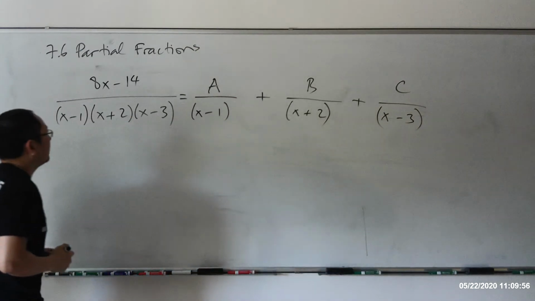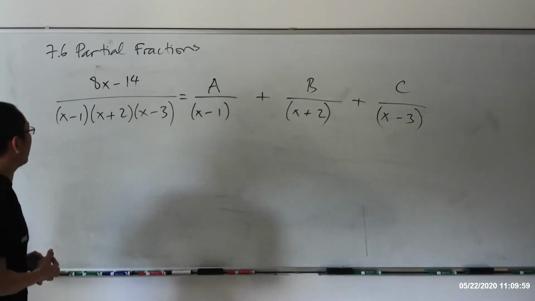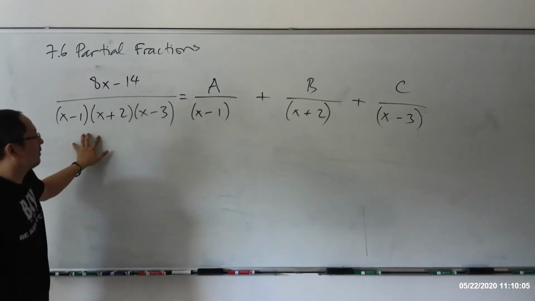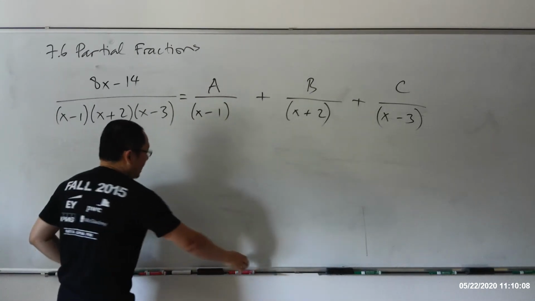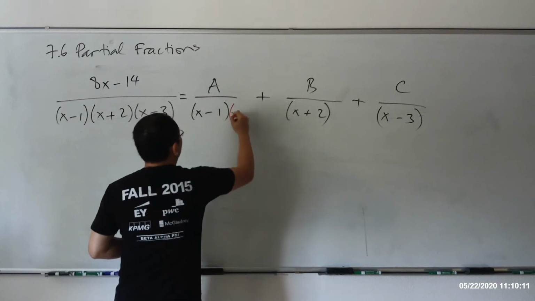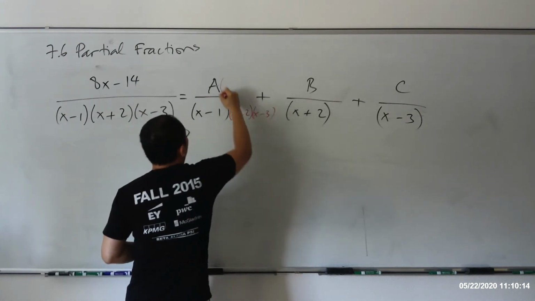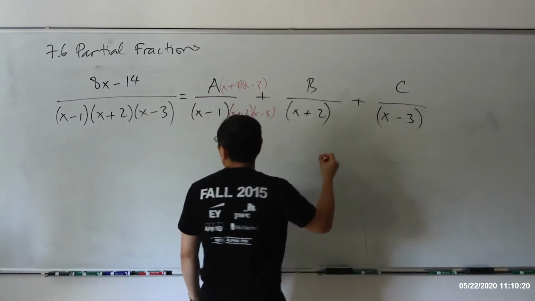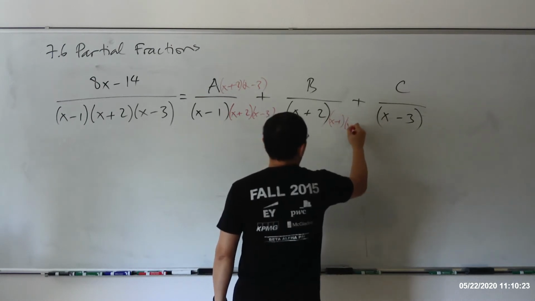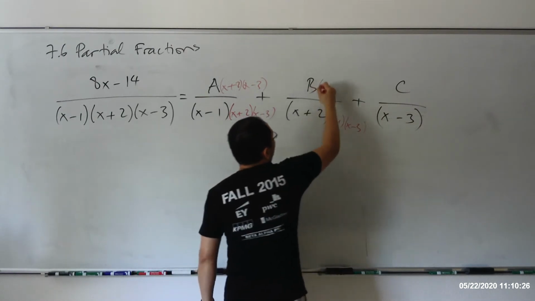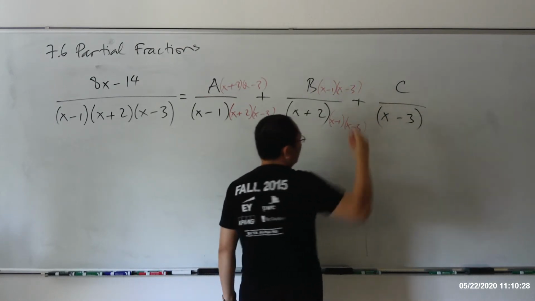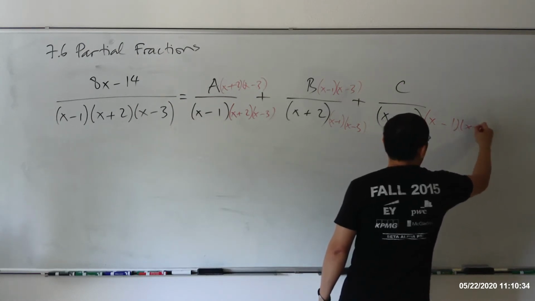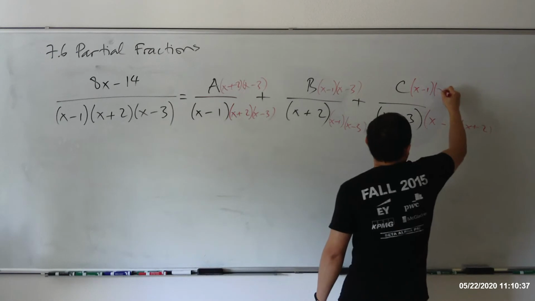Alright, to have the left hand side equal to the right hand side, the idea is that we try to make the same denominator, so the common denominator is right here on the left. That means on the right hand side, the first fraction we have to multiply back by x plus 2 and x minus 3. The second fraction we have to multiply back by x minus 1 and x minus 3, because we got x plus 2 already. The third fraction we have to multiply back by x minus 1 and x plus 2.